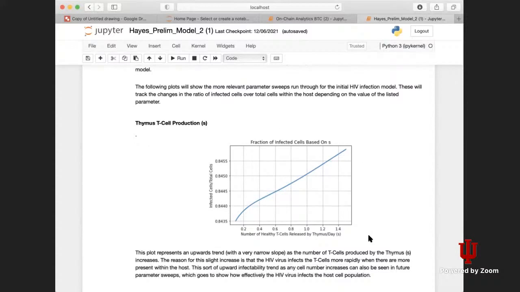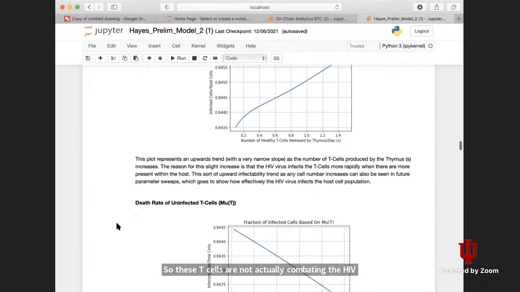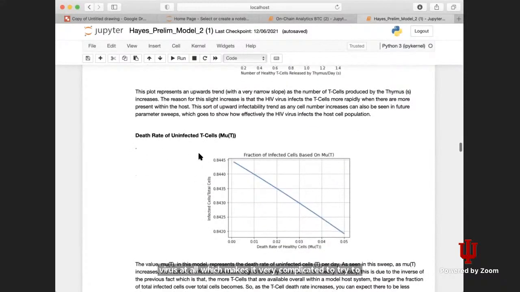But this goes to show one of the main themes that we have found within our model, which is that as the general number of T cells increases, whether healthy or unhealthy, the infection will be able to spread faster. So these T cells are not actually combating the HIV virus at all, which makes it very complicated to try to solve and fix.